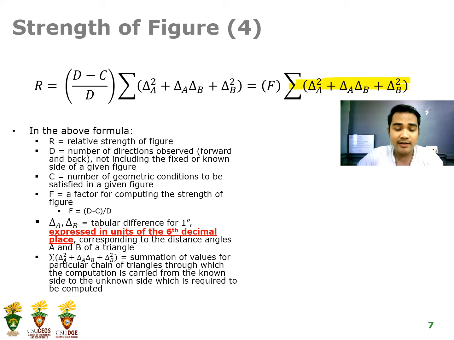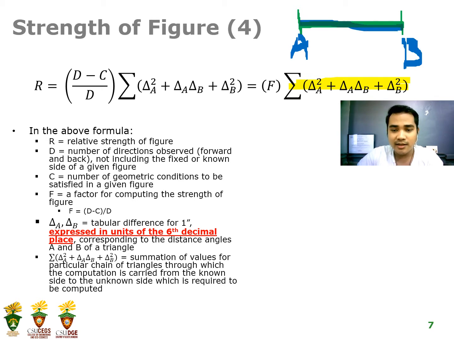So, and that is not including ang fixed or ang known side of a given figure. So, ang pasabot niya class is if there is a line, diyang isa ka station, if it is observed from, let's say for example, this is A and this is B. So, from station A to B, gi-observe na siya. Then, so as B to A, gi-observe po siya. So, duha na siya. Counted na siya as 2.